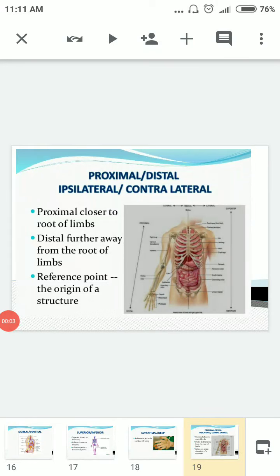This is a continuation of the first video. So in the second video, you will be looking at words like proximal, distal, ipsilateral, contralateral.